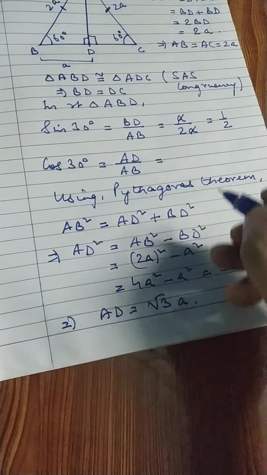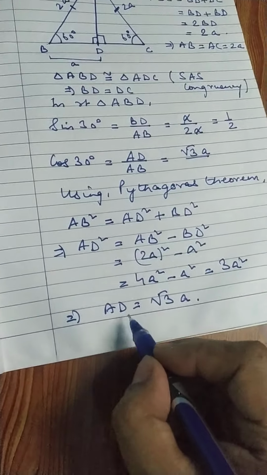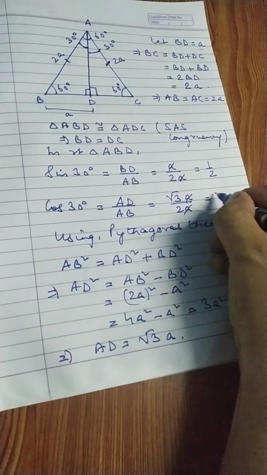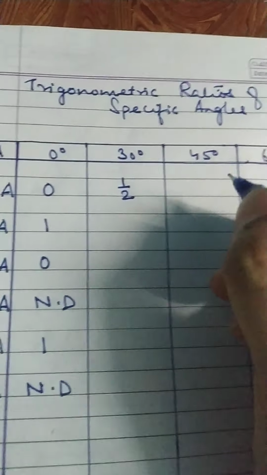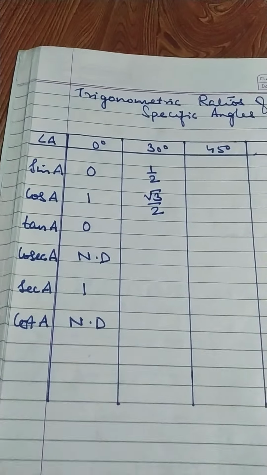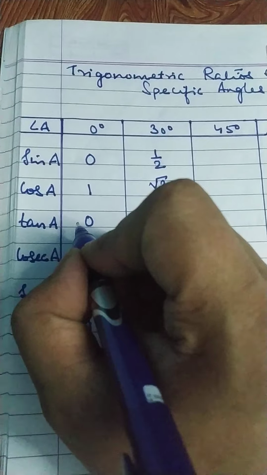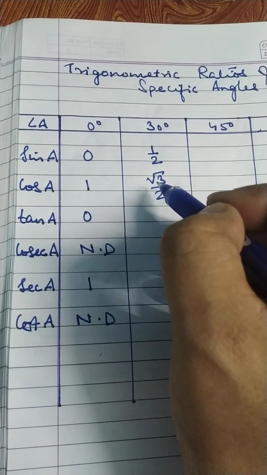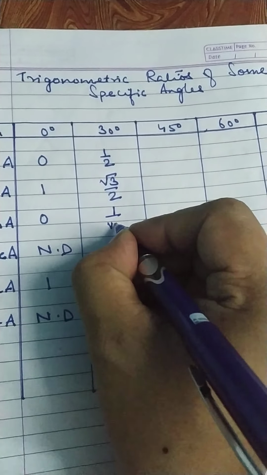So cos 30 will be AD, and in place of AD we write root 3 A, divided by AB, which is twice A. A gets cancelled out, so cos 30 is root 3 by 2. Now tan 30. We know that tan is sine divided by cos. So 1 by 2 divided by root 3 by 2 is tan 30. Tan 30 will be 1 by root 3.